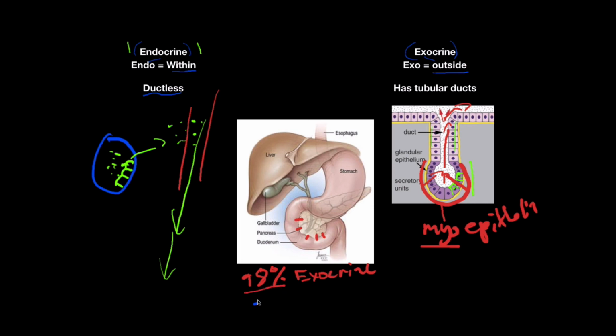Now the remaining 2% of the function in the pancreas is going to be endocrine. And when you think of endocrine in the pancreas, that's going to produce what we call insulin and glucagon. These two hormones are going to be found in the beta cells in the pancreas. So that is the different glands we have in the body.